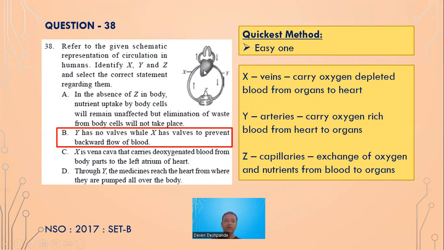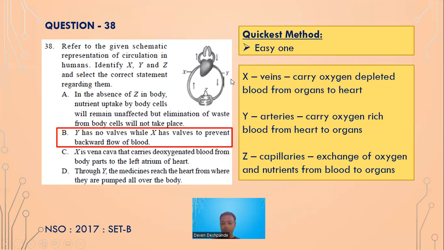But here you definitely want a valve on the left hand side, because you don't want the oxygen depleted blood to flow back to the organs, isn't it? If the oxygen depleted blood flows back to the organs, it may harm the organs. So once the blood goes to the heart, the valve closes, so that the oxygen depleted blood cannot flow back from the heart to the organs, isn't it? So there is a valve here on the left hand side.